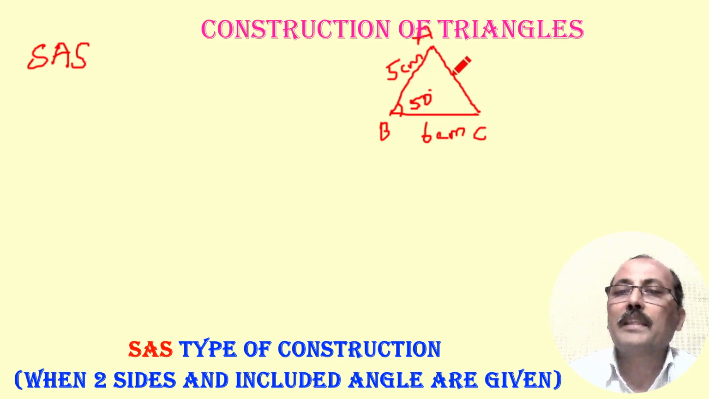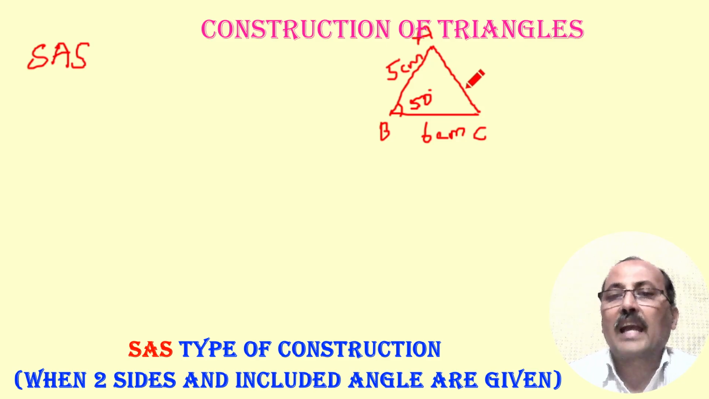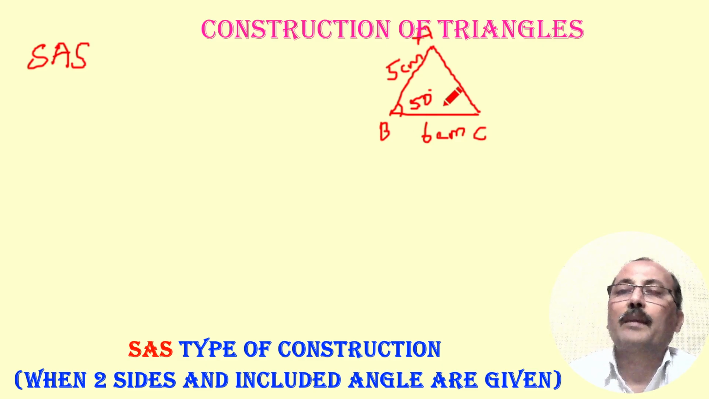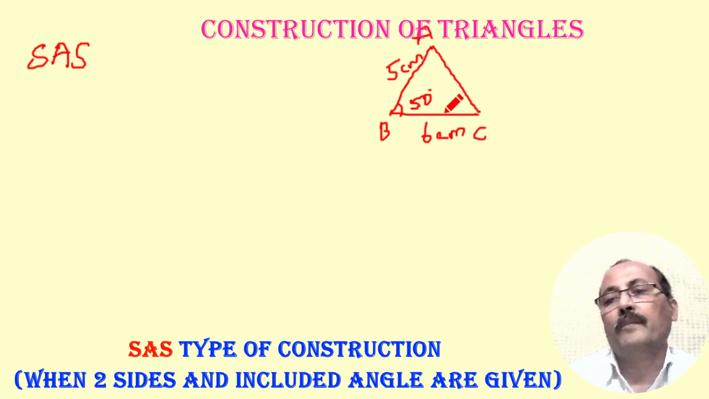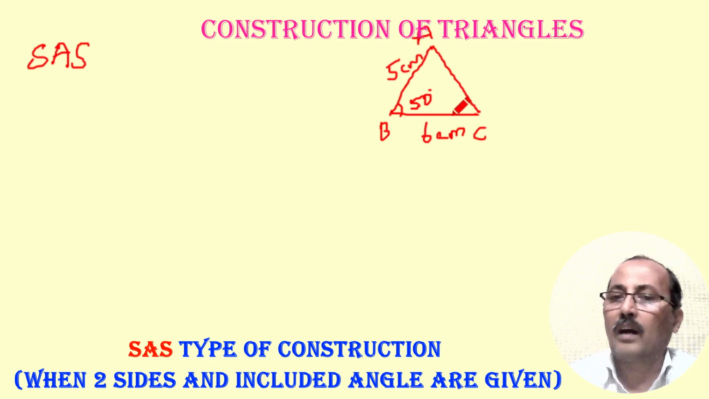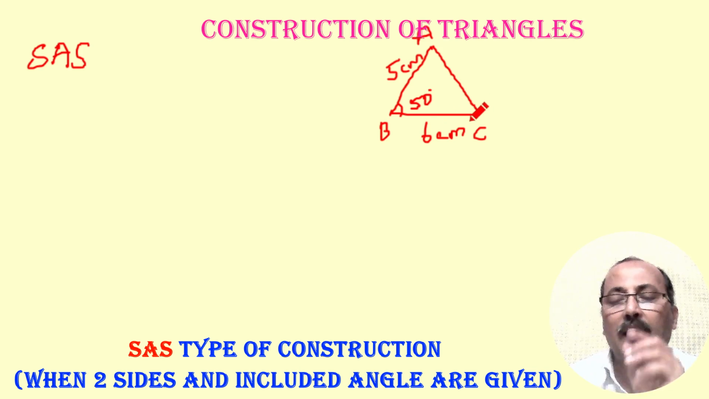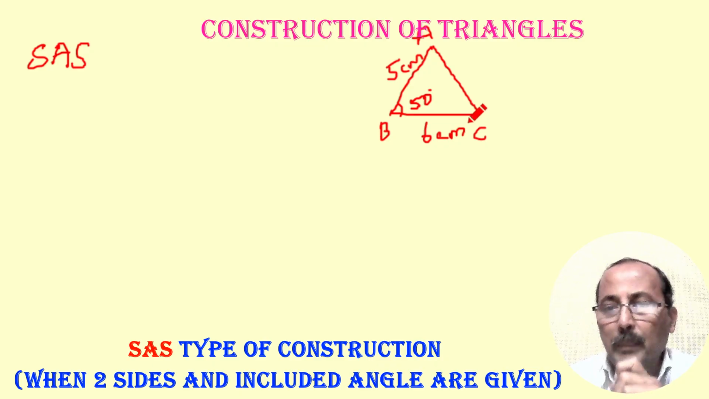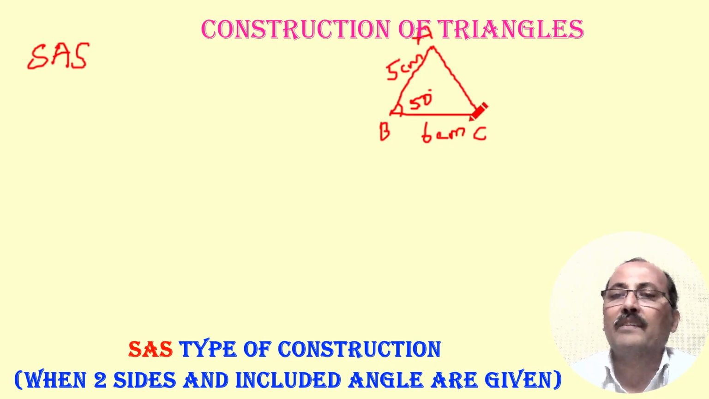So simply they will give, construct a triangle ABC with the side AB 5 centimeter, BC 6 centimeter and angle B 50 degree. Like that they will give, or 2 sides and included angle will be given always. So while drawing the rough diagram, there itself you can manage so that the base is coming as some length. Base is coming means then it will be easy for you.